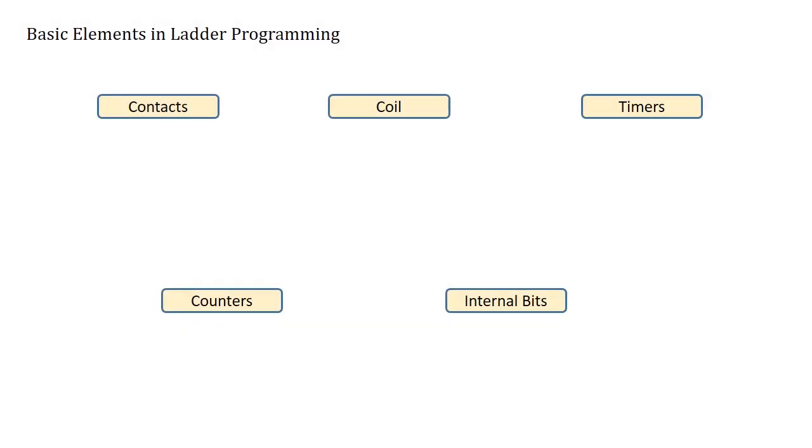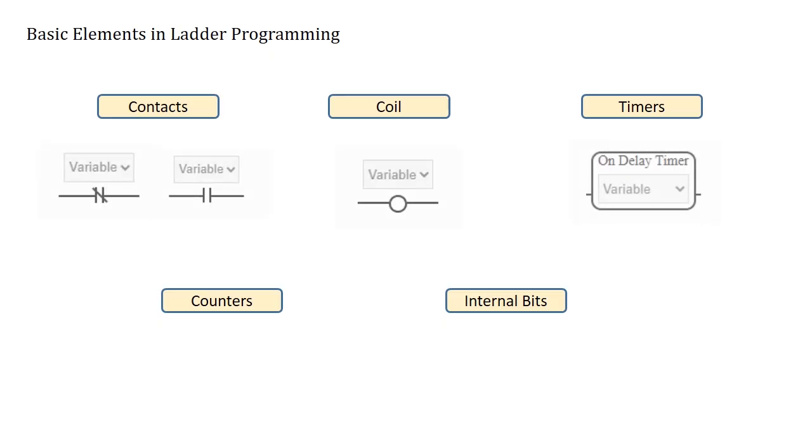Now let's look at the basic elements used in ladder programming. These are the building blocks of any control logic. Contacts, coils, timers, counters, and internal bits are components you'll use again and again to build programs. Let's break them down one by one.